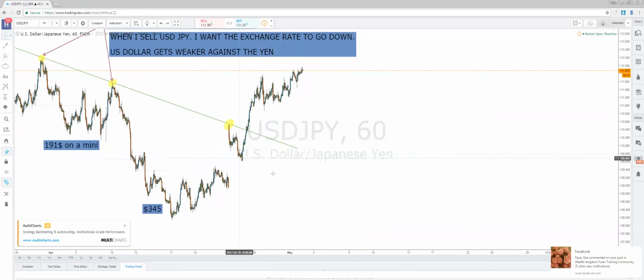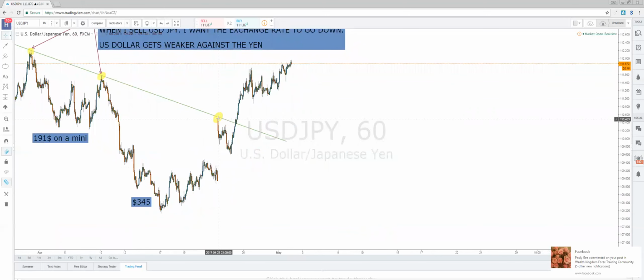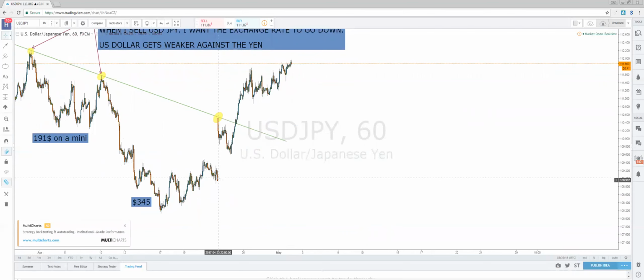Okay, but then you see over here, and look what happened. This gap right here pretty much means that this is the weekend. So here it was Friday, it closed, and then Sunday it opened up here. Okay, so here's what happened. The market opened up on Sunday almost right where we had our trend line. And then what happened? It dropped.